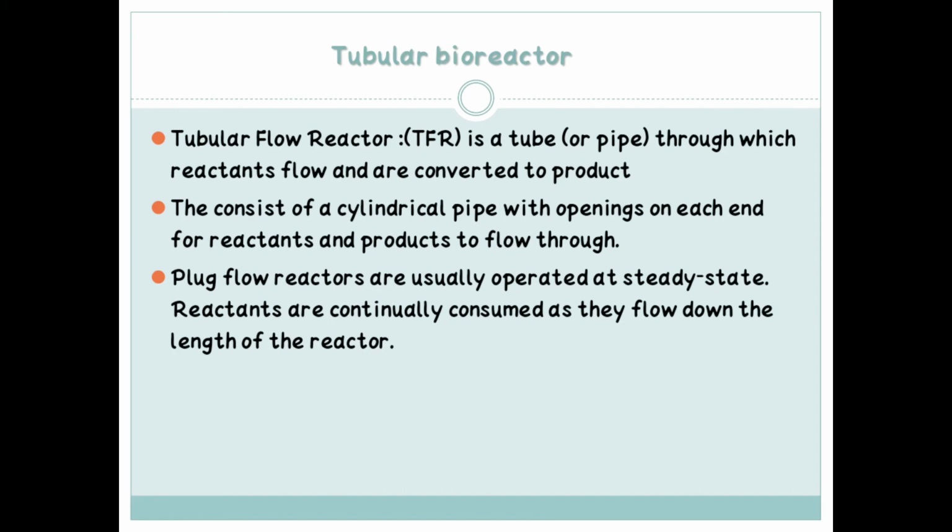Next is tubular bioreactor. The tubular bioreactor is a tube through which reactants flow and are converted to product. It consists of a cylindrical pipe with an opening on each end for reactants and products to flow through. Plug flow reactors are usually operated at steady state. Reactants are continuously consumed as they flow down the length of the reactor.